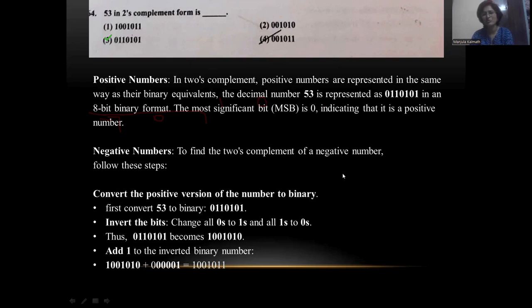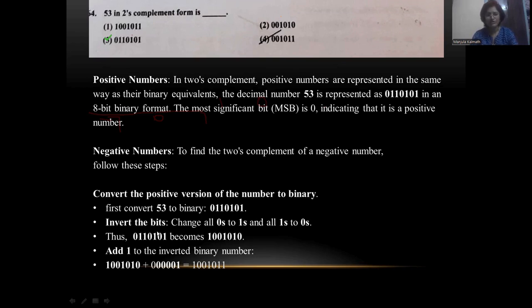To find the 2's complement of a negative number, here we have a first step. Minus 53, we'll just consider 53 and convert it to the binary value. That is, the first step is nothing but a conversion of the decimal number to the respective binary. Then, for minus 53, we have to complement this number. So whatever binary conversion we are getting will be complemented, by inverting the bits. That is, change all the zeros to ones and ones to 0.